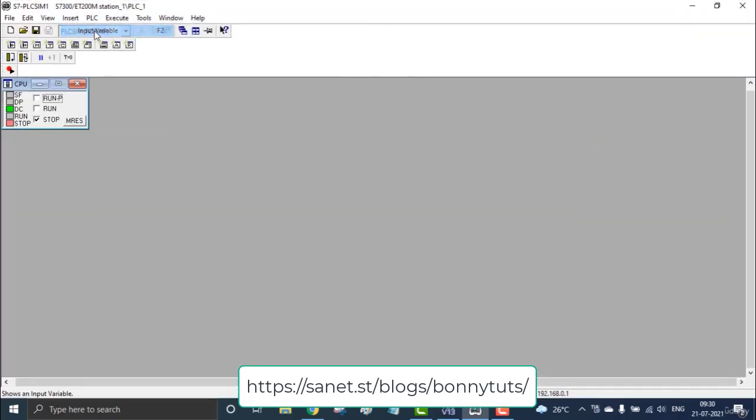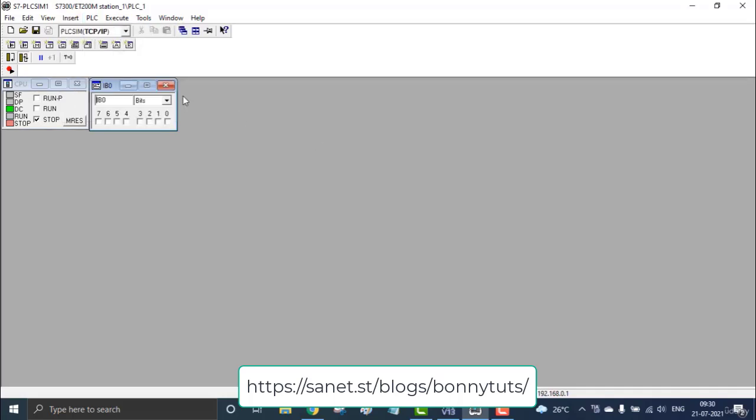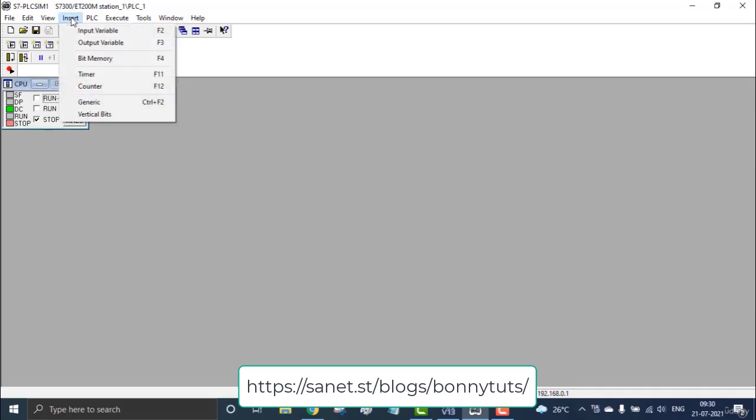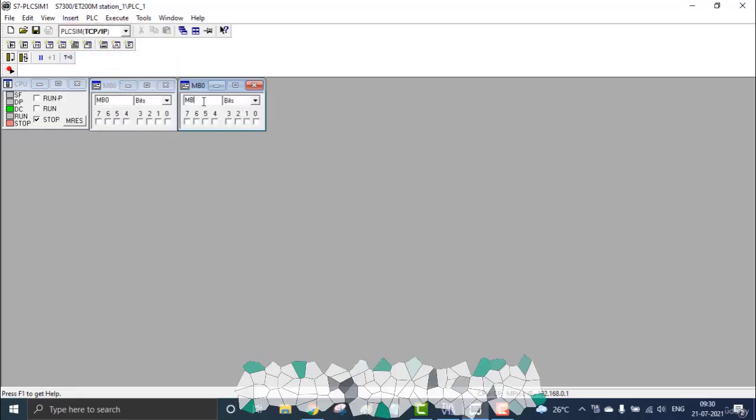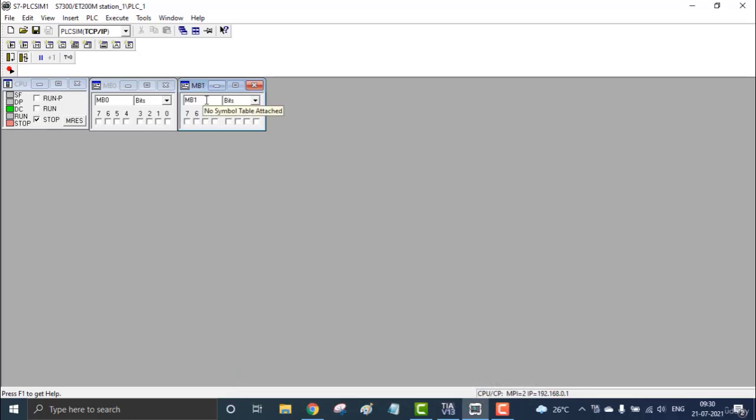So I'm inputting not the input variables, but the memory variables. It is the bit memory. So we have two bytes of memory, MB0 and MB1. These are the memory bits: M0.0, M0.1, M0.2, 3, 4, 5, 6, 7, and then M1.0, 1.1, 2, 3, 4, like that. Let me show you how it's coming.